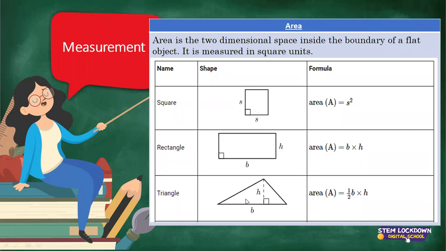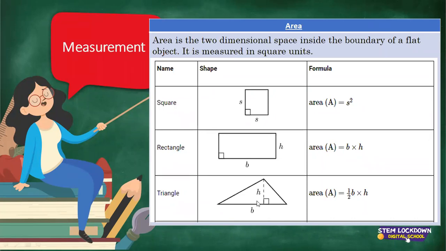And then the triangle. If you have a triangle with the height perpendicular to the base, the area of the triangle will be half times the base times the perpendicular height. Perpendicular means it makes 90 degrees to the base. So to calculate the area of such a triangle, area is half multiplied by the base multiplied by the height.